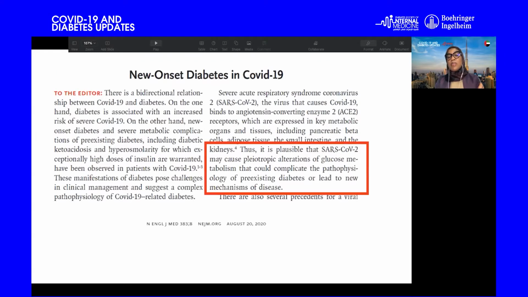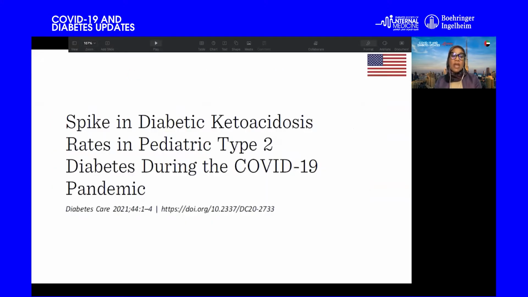And this was first mentioned in the New England Journal of Medicine as a letter to the editor in August last year. The author of that letter said that it may be plausible that the virus may cause some pleiotropic alterations of glucose metabolism that could then complicate the pathophysiology of pre-existing diabetes and may lead to new mechanisms of the disease.